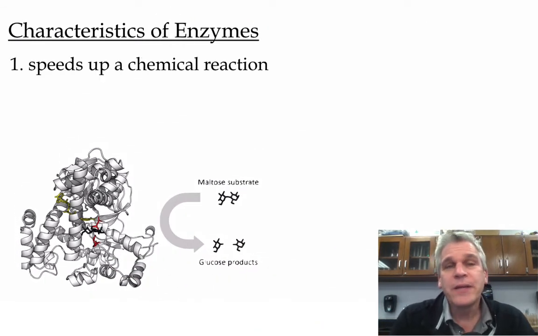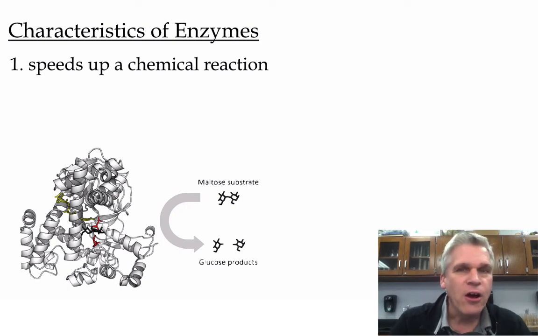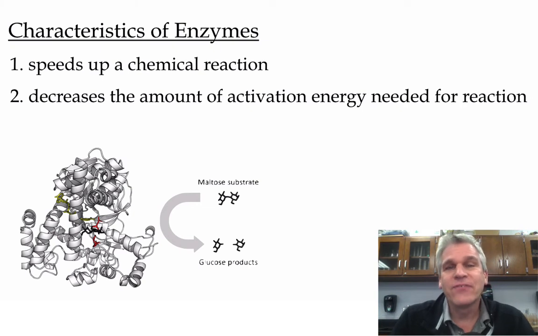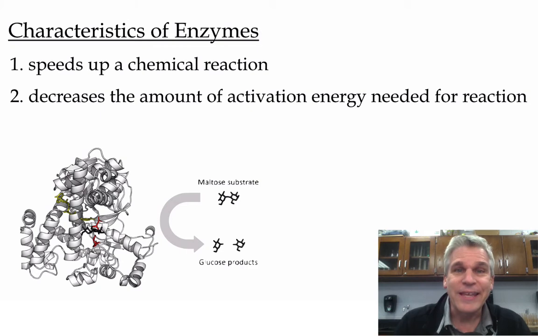Well, one, they speed up chemical reactions. We have hundreds of billions of chemical reactions taking place in our cells, and we need to have them happen at a very fast rate. Enzymes help us do that. It also decreases the amount of activation energy needed to start that reaction. So we can get all these reactions, but it takes less energy in order to get them going.